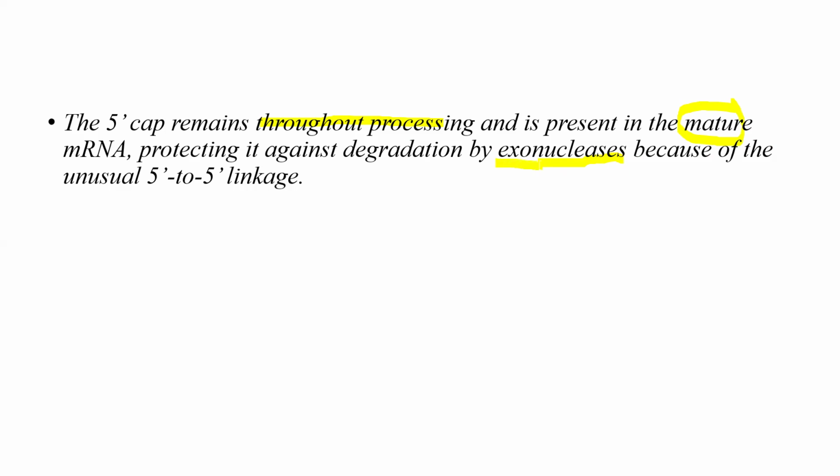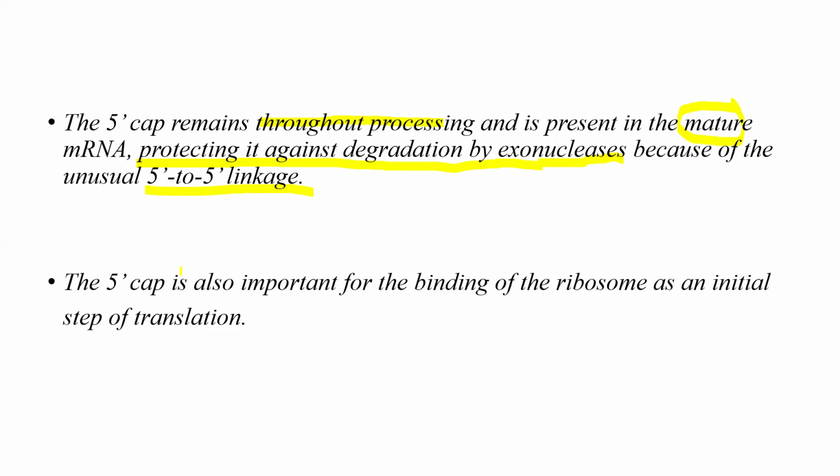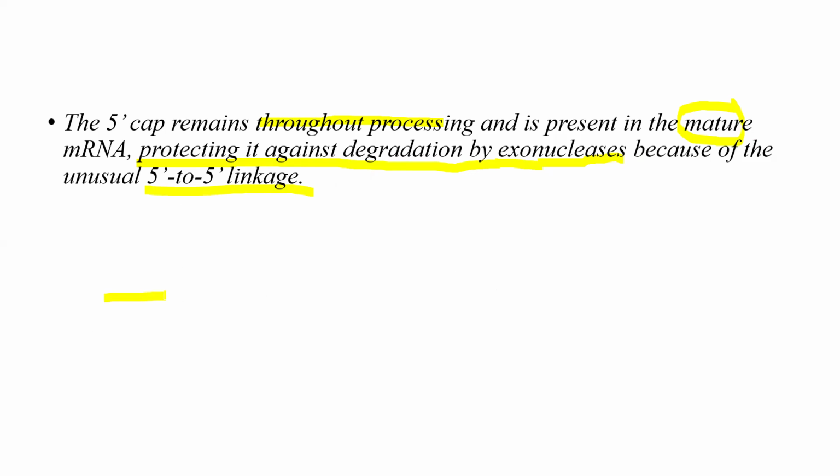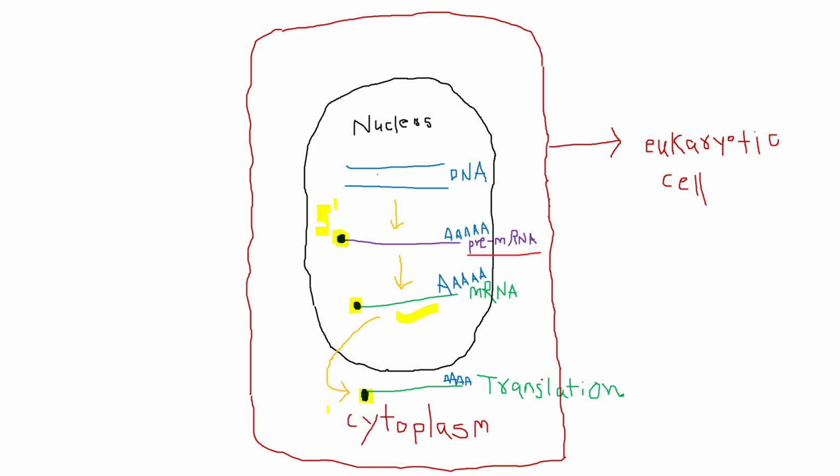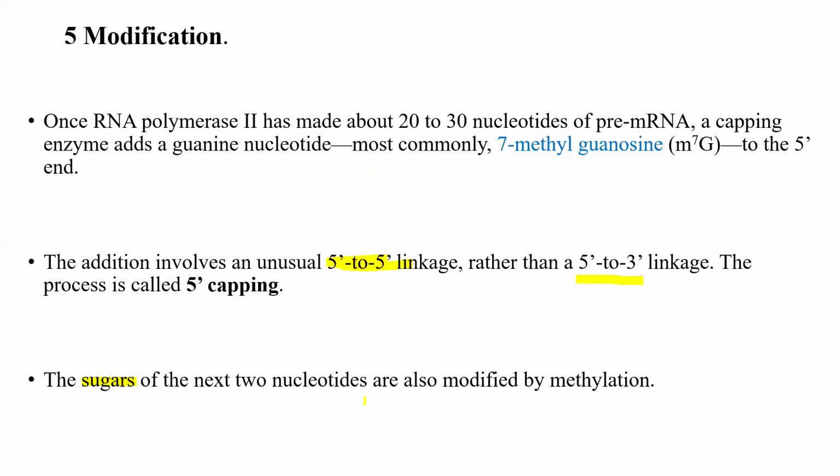So exonucleases can easily degrade the mRNA from the end, but this cap protects the mRNA from degradation by exonucleases at the 5' end. So this cap ensures the protection at the 5' end, and this protection by the cap occurs due to the unusual 5 to 5 linkage. Is there any other function of this cap other than protection from exonucleases? Yes. The second function is that this cap remains in the mature mRNA even when the RNA has been exported to the cytoplasm, and this cap also promotes translation.